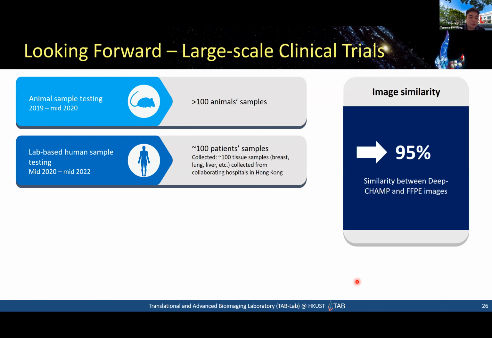So where we are at now, we are pretty fortunate to have lots of collaborators in Hong Kong hospitals to support us to get quite a lot of data. In the past 2 to 3 years, we finished a lot of animal samples, and in the past 2 years, we have tried many different types of human organ samples also collected from Hong Kong. And the image similarity can reach 95%, as I showed just now, with the request virtually stained images, or if it's not that difficult, maybe CycleGAN can also handle it. When compared with ground truth FFPE, the similarity can be as high as 95%.